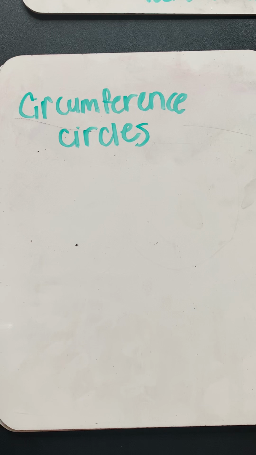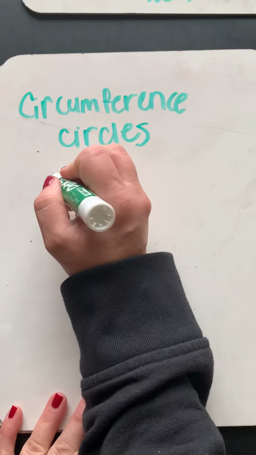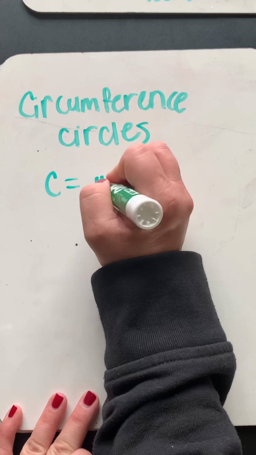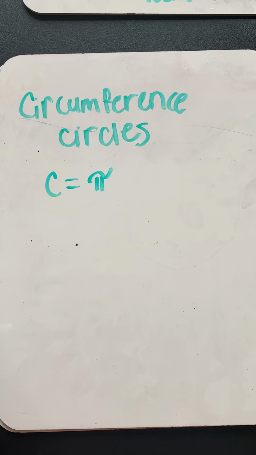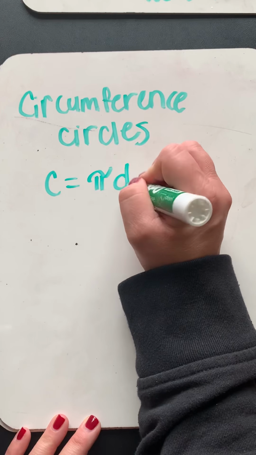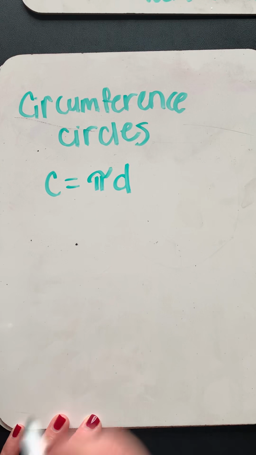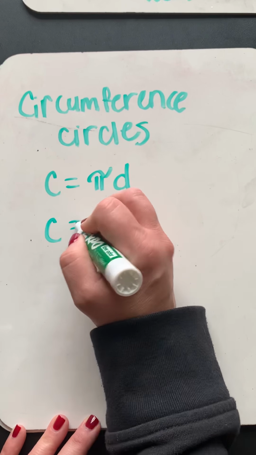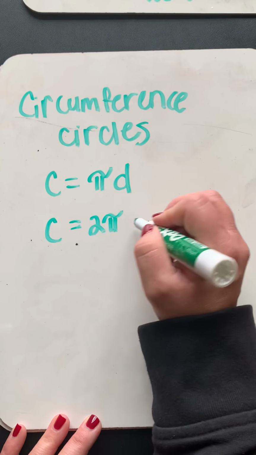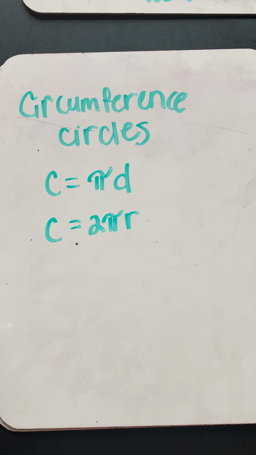Okay, there are two formulas for circumference. Okay, the first is pi times the diameter, and we're going to talk about these in a second. And the second is 2 times pi times the radius.